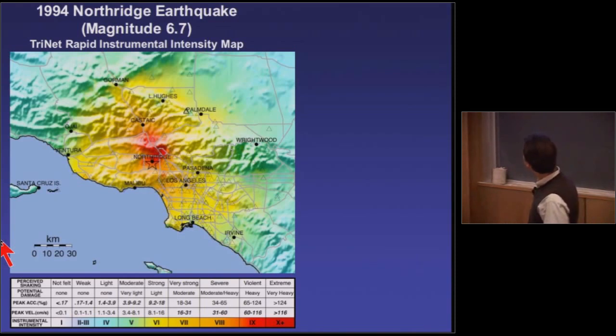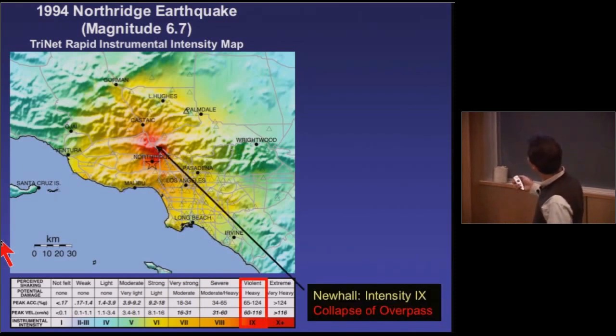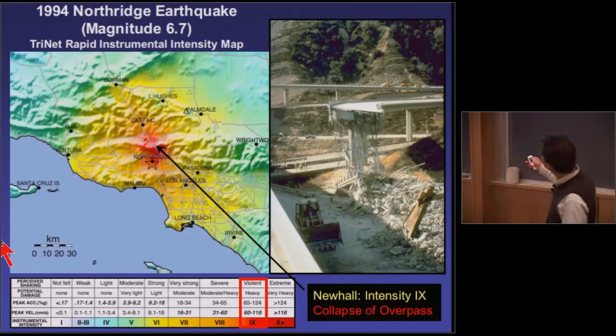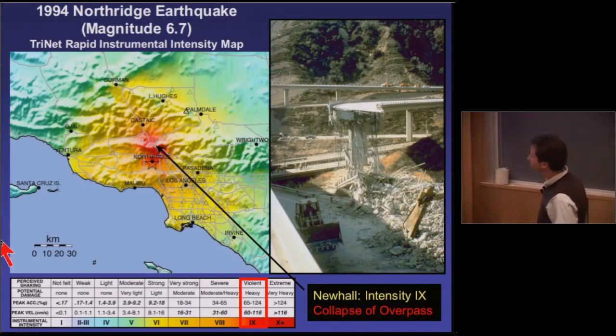And so for a heavy intensity, say intensity 9 in the Newhall area, this is one of the things that will happen at that particular site. So there's a catastrophic failure of an interstate overpass right in this location. So this is another good way of mapping out where the worst effects will be.